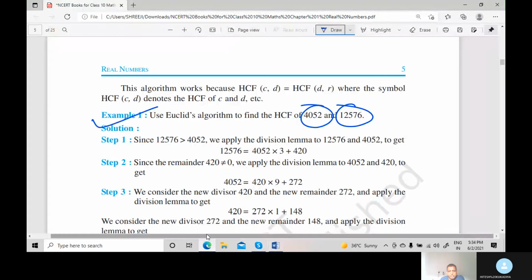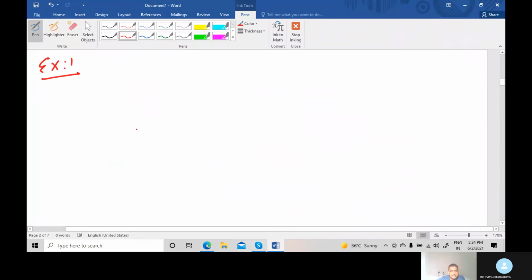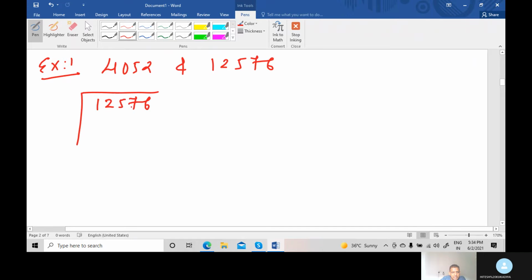What's the question? 4052 and 12576. Here the bigger number goes inside the division and the smaller number outside. Okay, now 12,576 divided by 4,052. Approximately, this number is 4,000 and this number is 12,000.